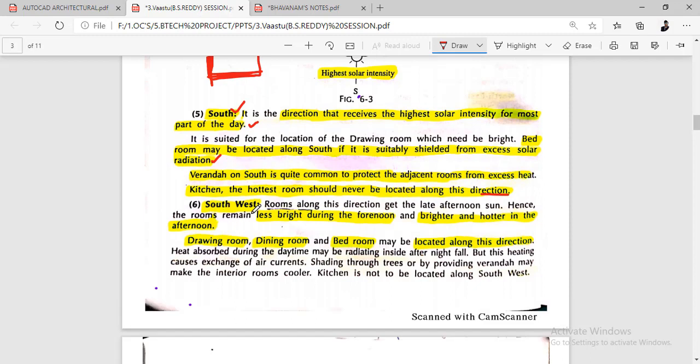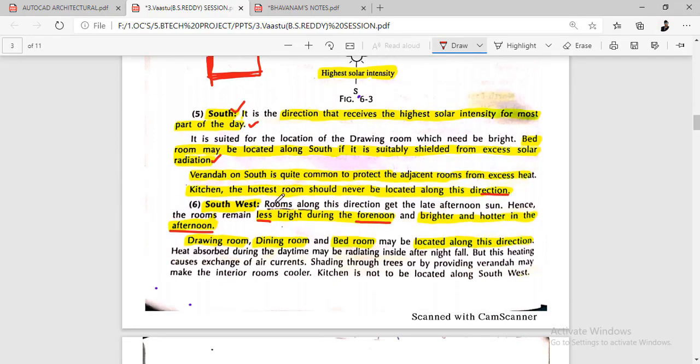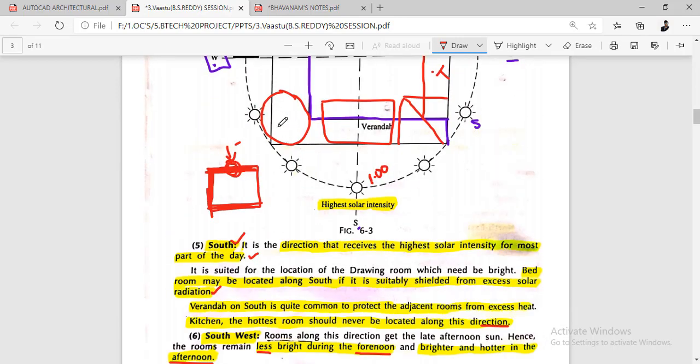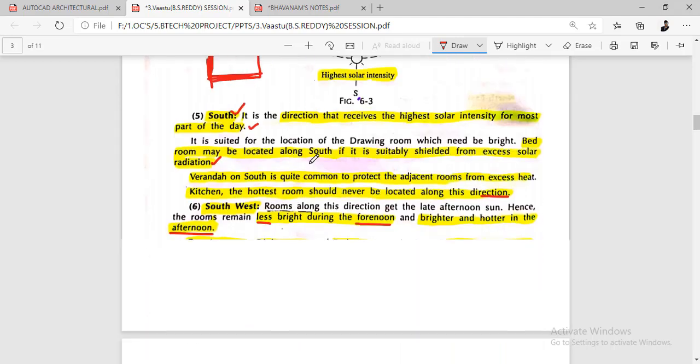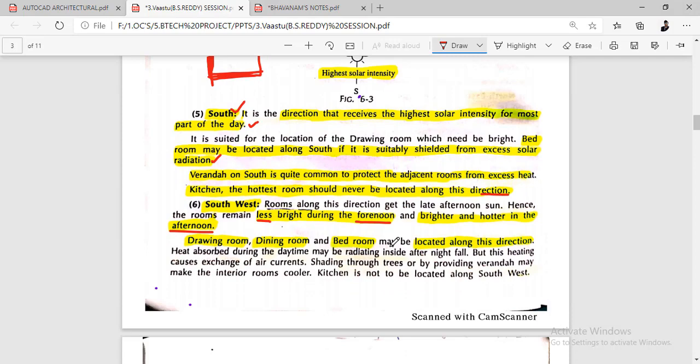And coming to the southwest, in the southwest we have less brightness during the forenoon, and it is brighter and hotter in the afternoon. In the morning it will not be the hottest, and in the afternoon it will be the hottest. For that we need to provide a drawing room, dining room, bedroom located along the southwest direction.